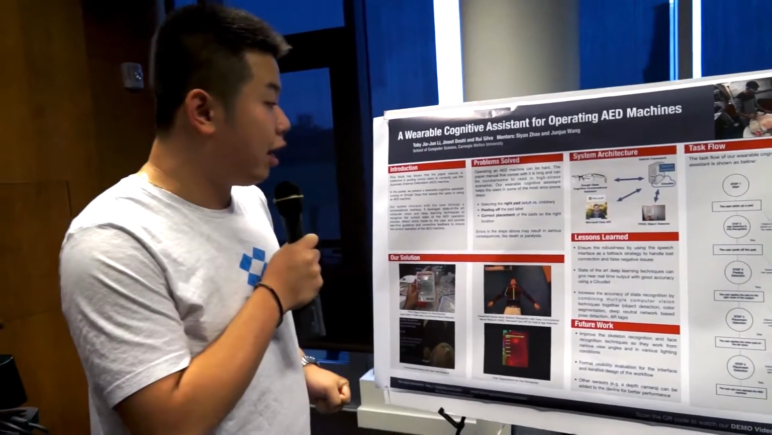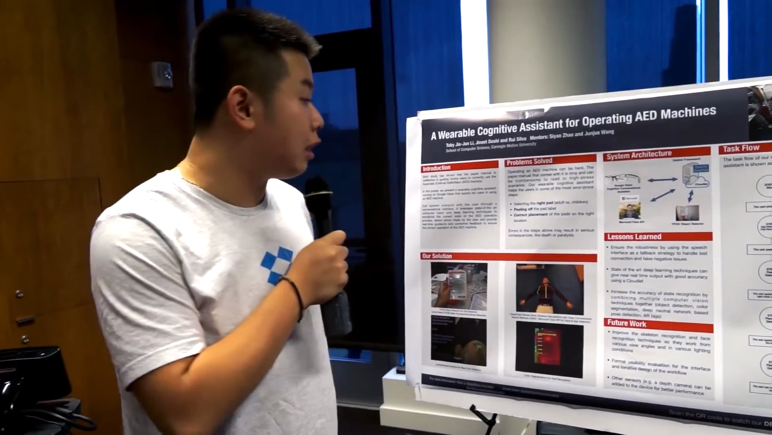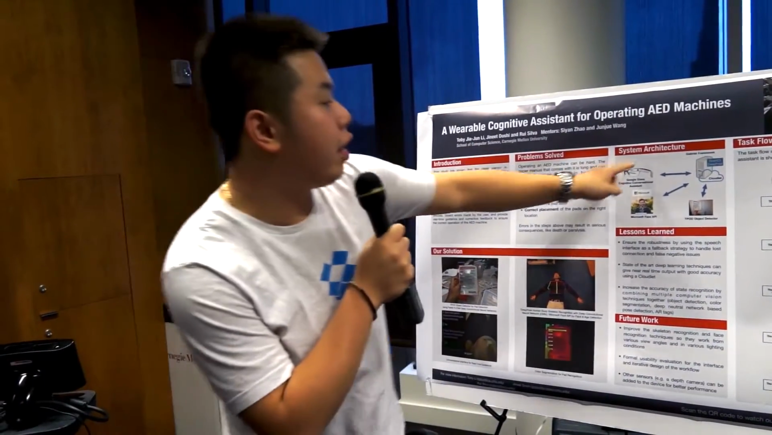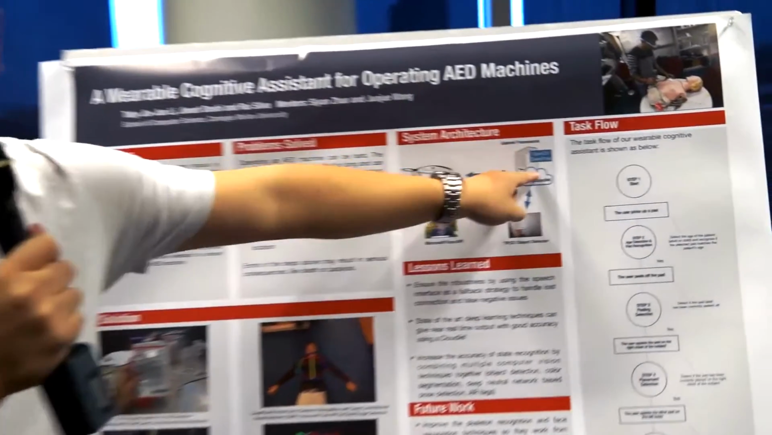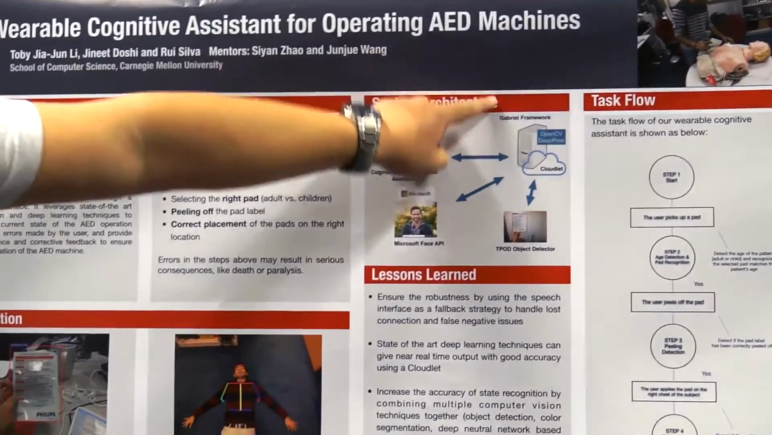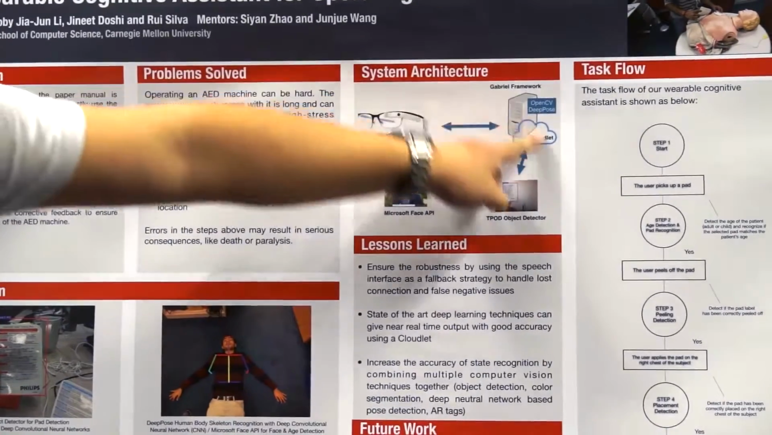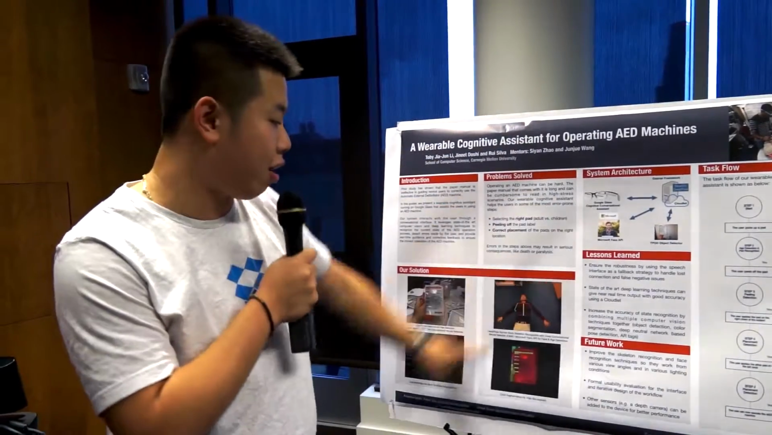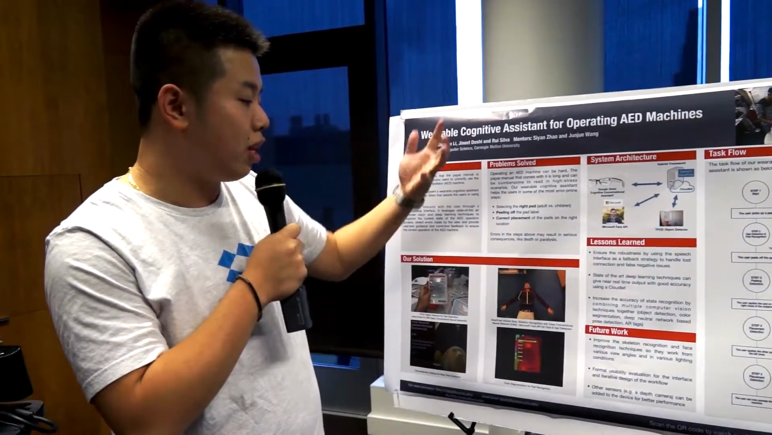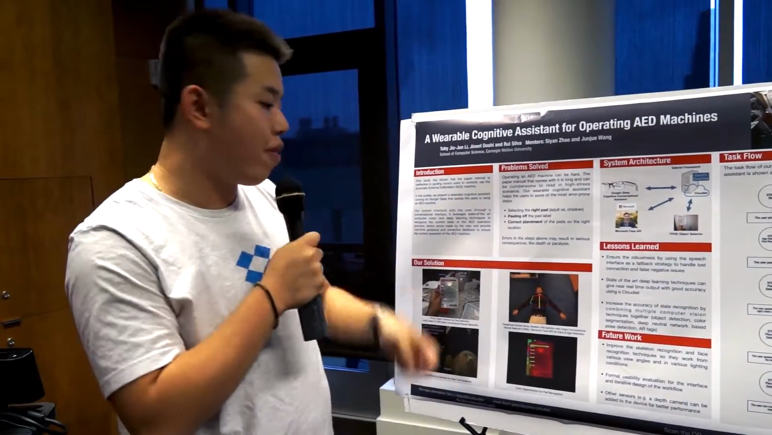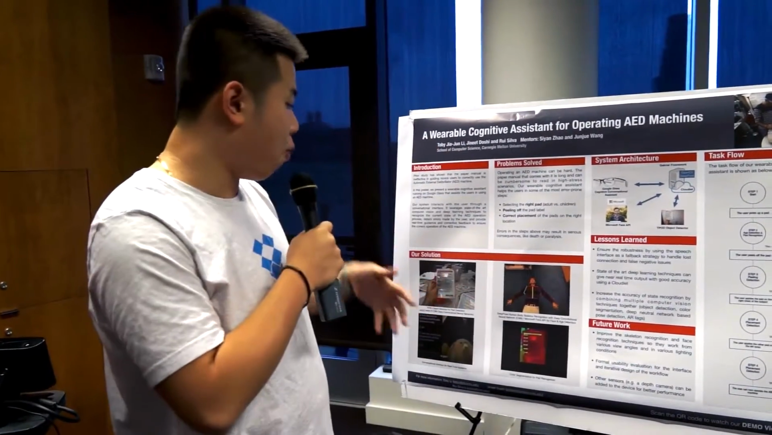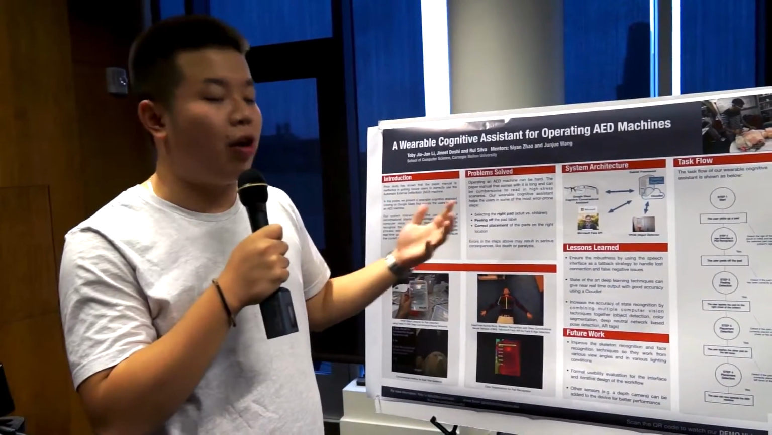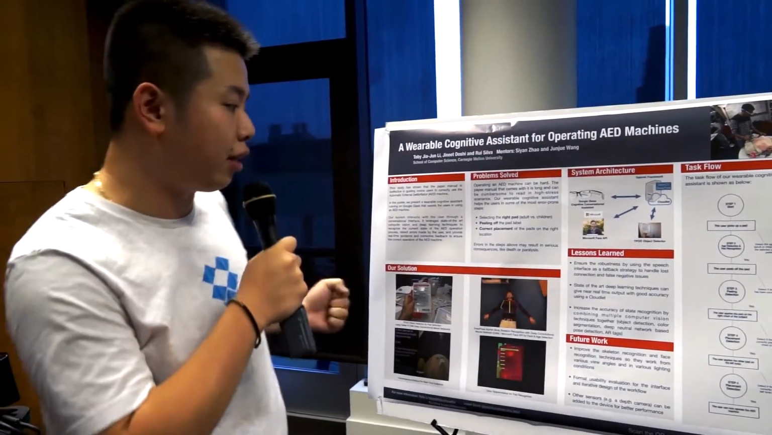The first thing we learned is we can ensure the robustness of our system by using the speech interface as a fallback strategy. Because as you can see here, our Google Glass is connected to the cloudlet. What if this internet connection is disconnected or the cloudlet crashed? Our system will still work. We will just miss all those computer vision techniques, but we will use the conversational interface to ask the user whether the pad is red or blue, or whether the patient is adult or child. This way, we can still help the user even if the internet is disconnected.